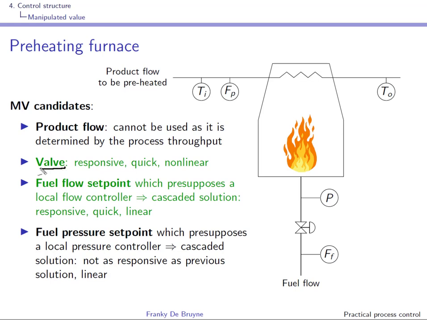So the first one is the most obvious choice, so it's the control valve, and the second candidate MV is the fuel flow set point, and this will involve here a local controller so that you can set the fuel flow set point, right? Both candidates are responsive, quick. There is a slight advantage with the fuel flow set point, because it will kind of linearize the relation from input to output temperature. To decide which MV we will take, we'll have to look at all the disturbances that are acting on the preheating furnace and look at control structures that will allow us to reject them.